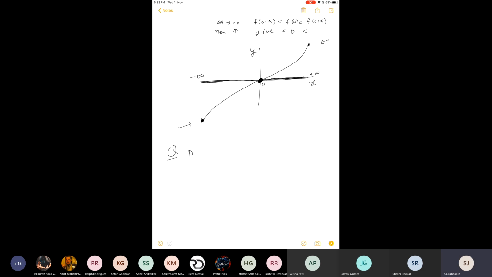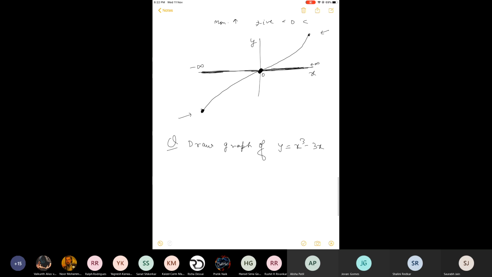Suppose we have to draw the graph of y equals x cube minus 3x. All right, so once again a cubic polynomial, but the minus 3x term is also present.